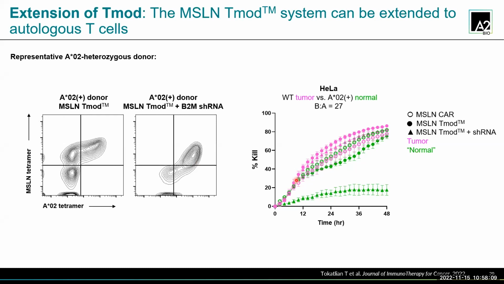So here, mesothelin TMOD in an A2 positive donor is shown in the closed circles and actually has very impaired blocking without the presence of shRNA. But when you introduce shRNA, which is shown in the triangles here, you can have really nice killing of the tumor cell targets, and you restore blocking of killing of the normal cell targets.